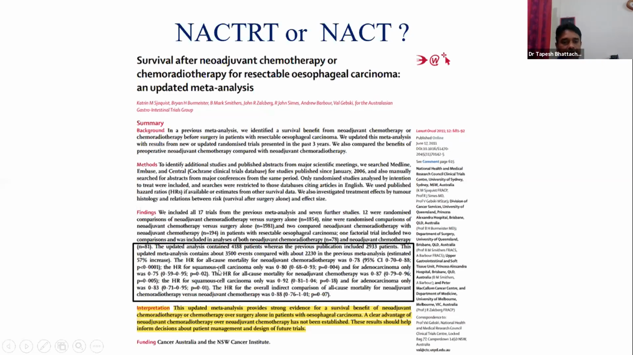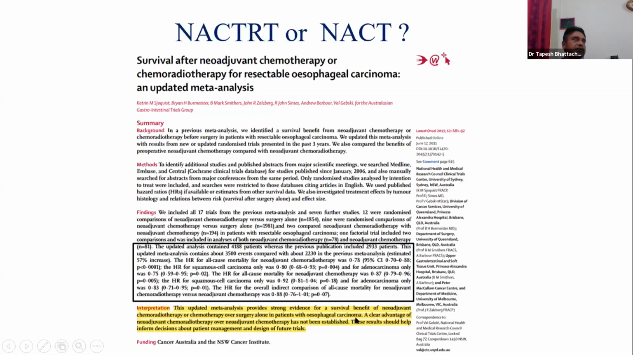So the hazard ratio for squamous cell carcinoma was 0.80, and for adeno it was 0.75, and overall it was 0.78. And the hazard ratio for all-cause mortality for neoadjuvant chemotherapy was 0.87 and 0.8. So what they have interpreted, this updated meta-analysis provides strong evidence for the survival benefit of neoadjuvant chemoradiotherapy or chemotherapy over surgery alone in patients with esophageal carcinoma.